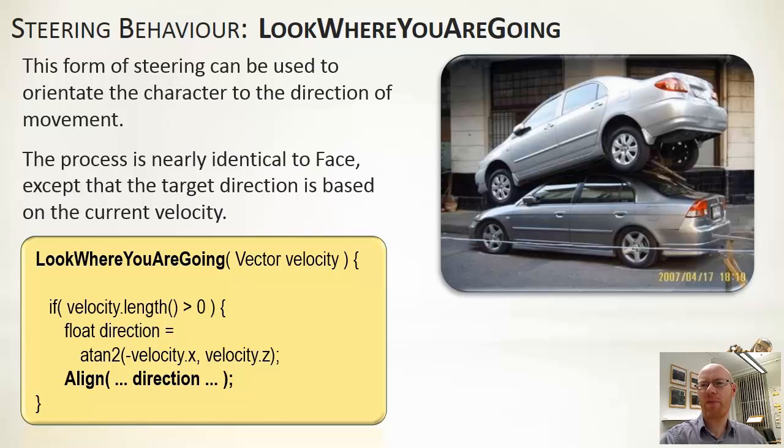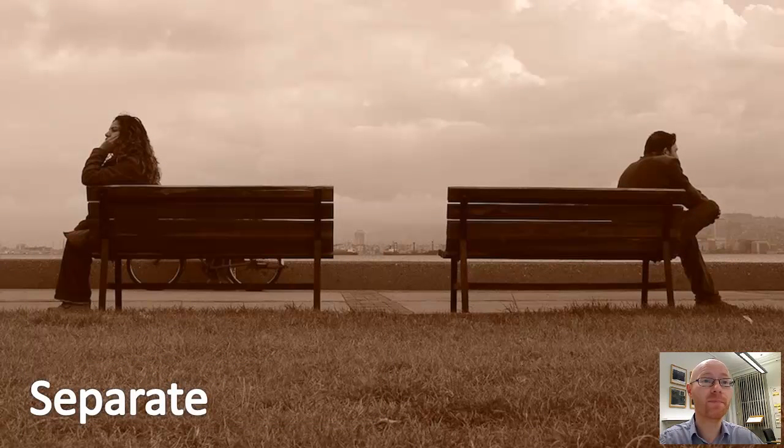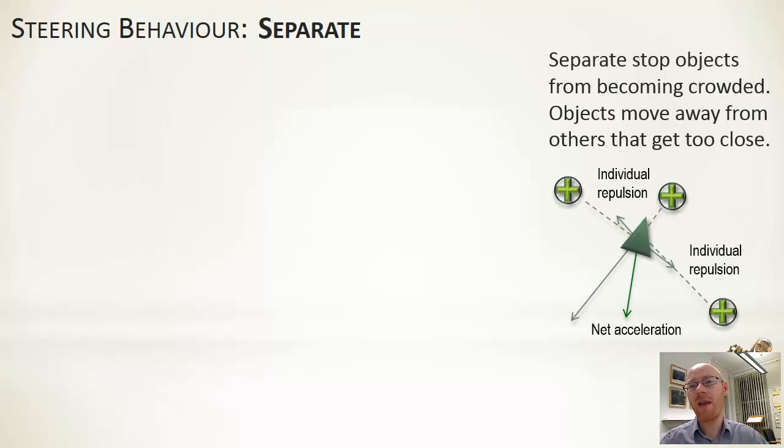Separate then, a rather sad looking image, is the next type of steering behaviour we want to have a look at. The way separate works is, if you assume here you have a bunch of objects, this works in multiple objects, and you don't want those objects to get too crowded. So as one object approaches into, if you like, the comfort zone of another object, the object tries to move out of the way, so they try to maintain a separation.